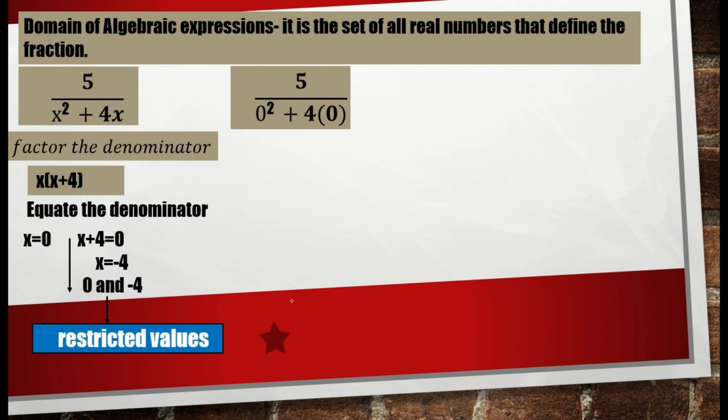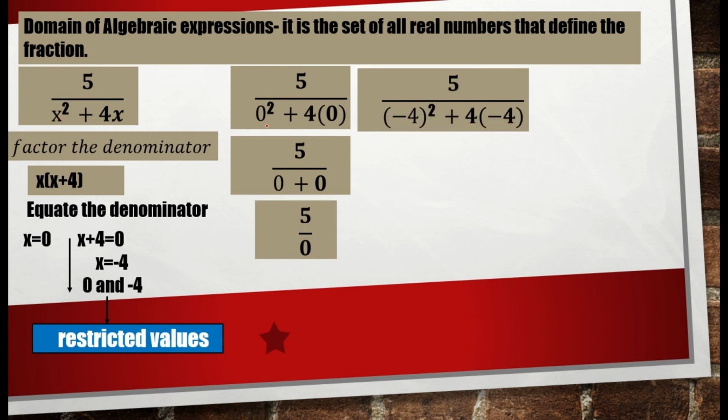Okay, so let's try 0. Nilagay natin si 0, or substitute natin doon sa ating x. So, the answer is 0 squared plus 4 times 0. 0 squared equals 0 and 4 times 0 equals 0. Then 5 over 0. So the answer is undefined.